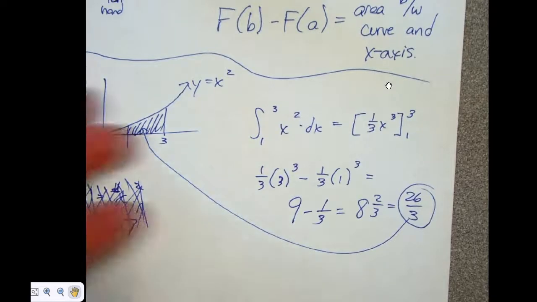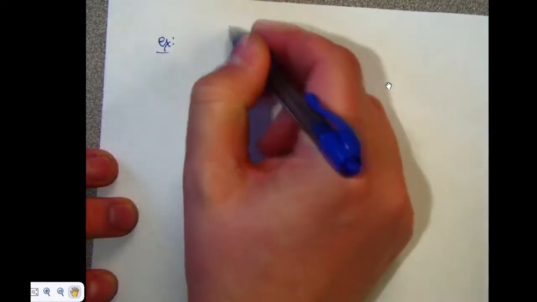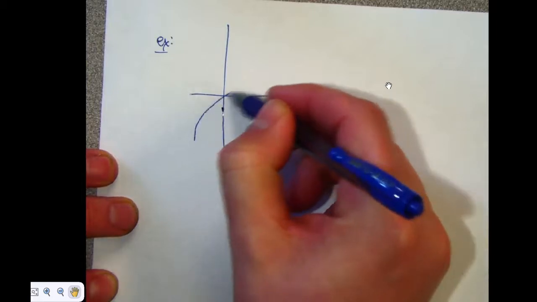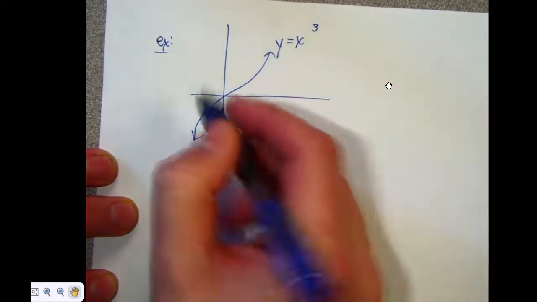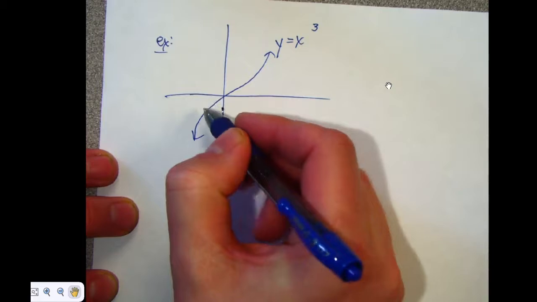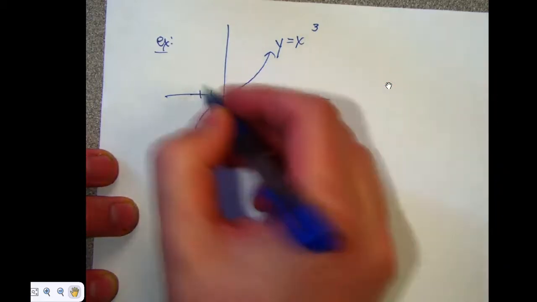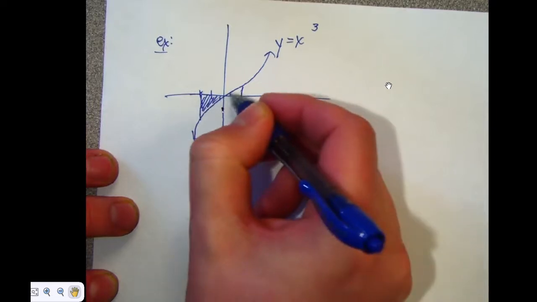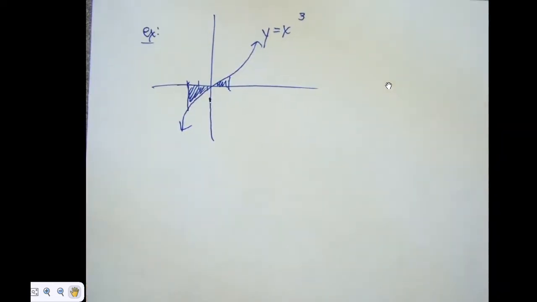So there's a ton to get into with this. But we're just starting with the basic, like, can you do the process? So let's say this is x to the 3rd. We're going to look from -2 to 1. At the end of this, should my answer be positive or negative?